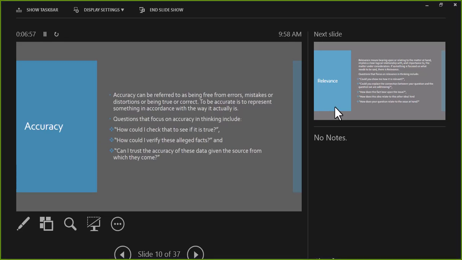Questions that focus on accuracy in thinking include, how could I check it to see if it's true? How could I verify these alleged facts? And can I trust the accuracy of the data given from the source which they come from? These are questions that are used to see the accuracy of our thinking.